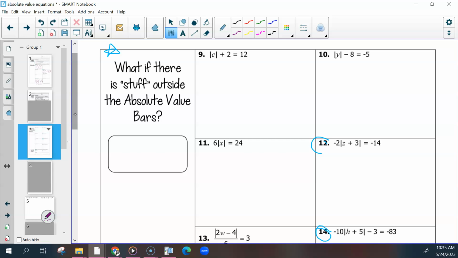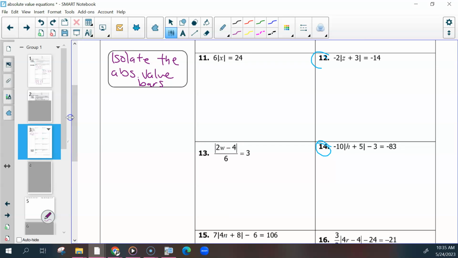What we've done so far didn't have things outside the absolute value bars. These will. So as I was saying before, isolate the absolute value bars. So you would solve it like a regular equation, leaving whatever's inside the absolute value alone until later. We're going to start with 12. So we have a -2 on the outside of the absolute value bars.